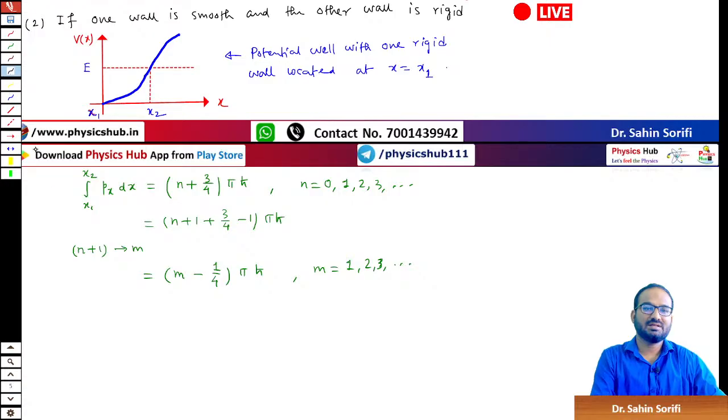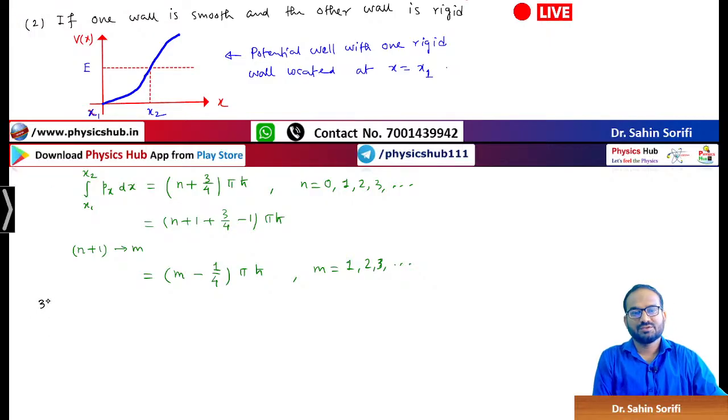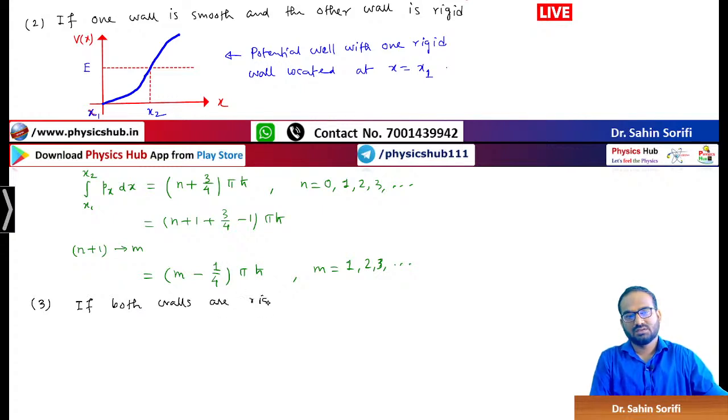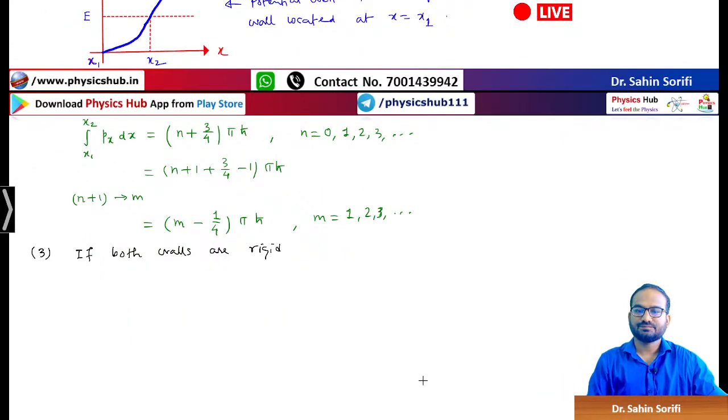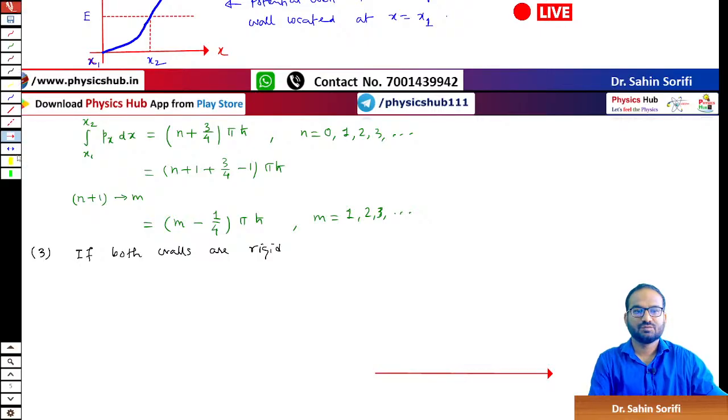Now another formula is there. So we considered two possibilities: both walls are smooth, or one wall is smooth and another wall is rigid. Now the third case may be both walls are rigid. If both walls are rigid, for this case, what are you going to have? So let's consider the potential for this case. Both walls are rigid, so you can imagine it in this way. We have this potential with both rigid walls.